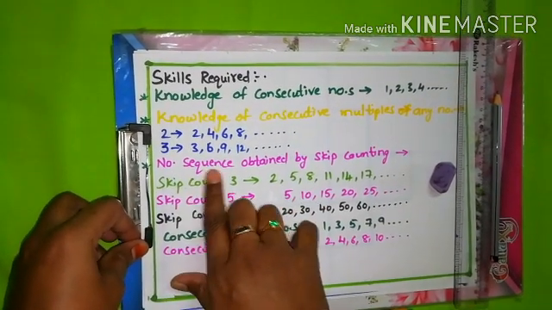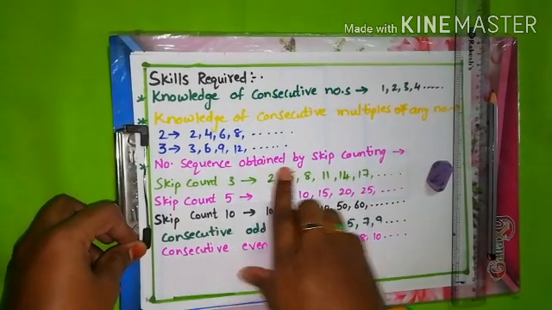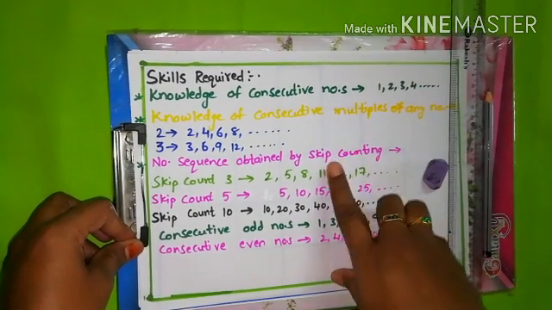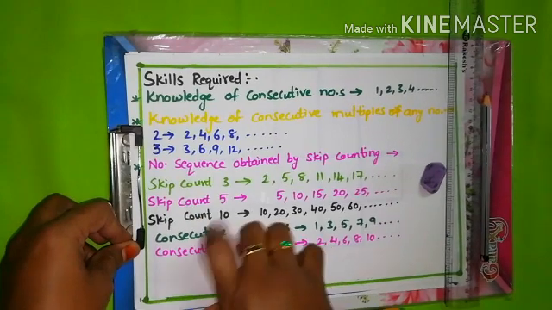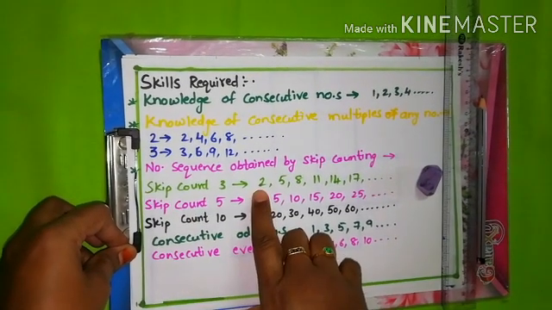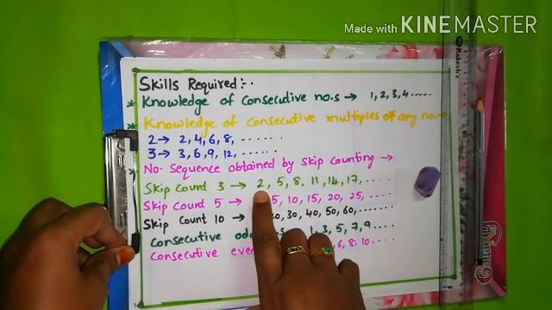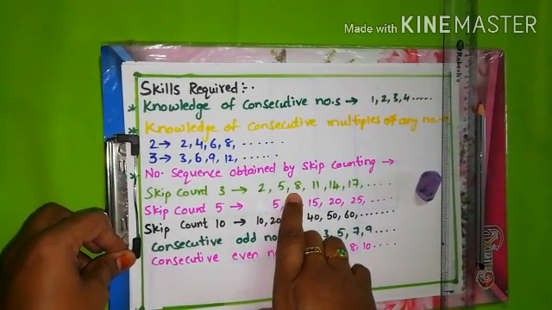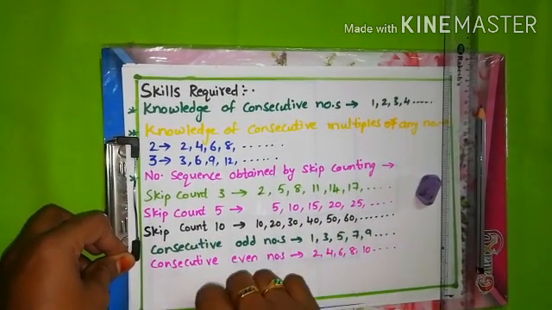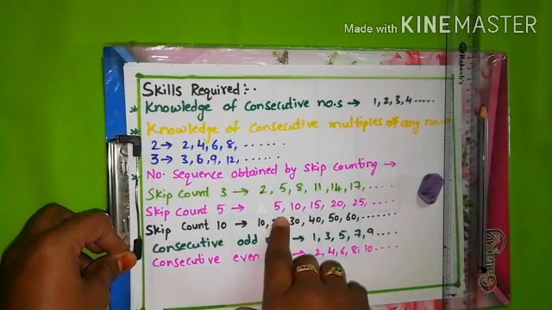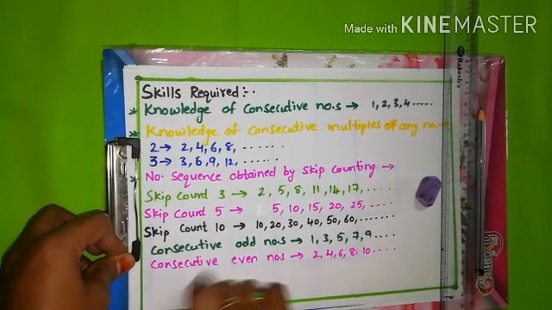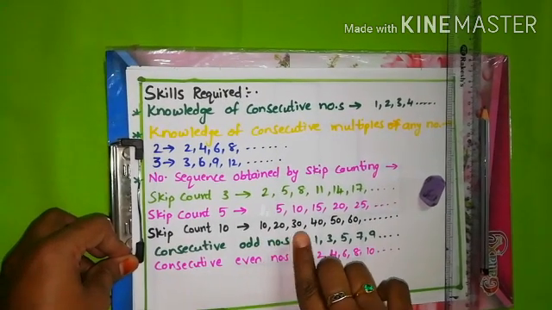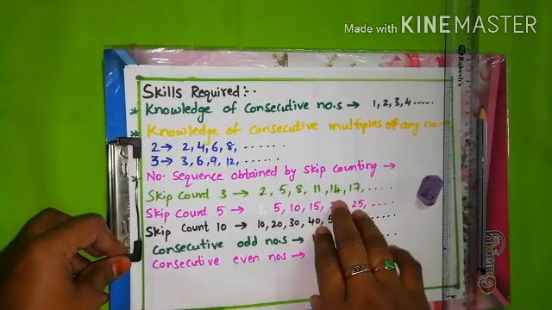Another skill we require is the number sequence obtained by skip counting. You all know very well about skip counting, but still let us see. Skip count by 3 means I am starting with 2, skip 3 numbers, that is 2, 5, 8, 11, 14, and so on. Skip count by 5: 5, 10, 15, 20, 25, and so on. Skip count by 10: 10, 20, 30, 40, 50, 60, and so on.